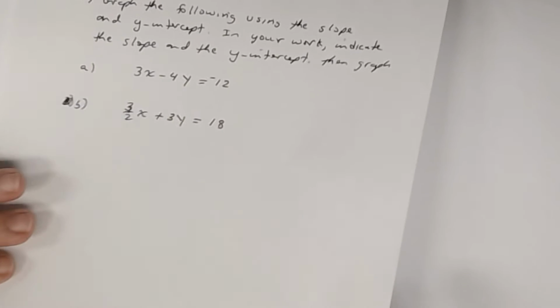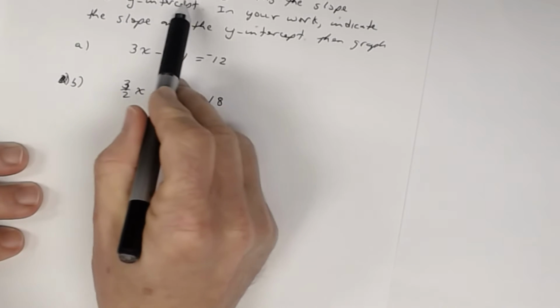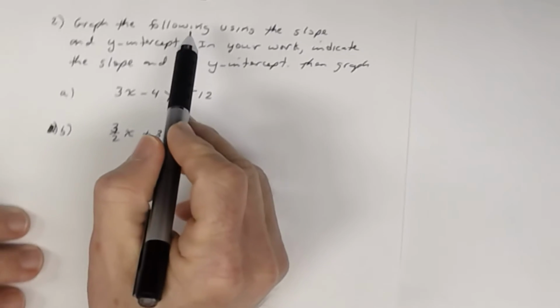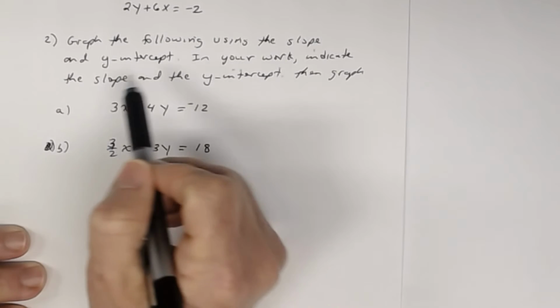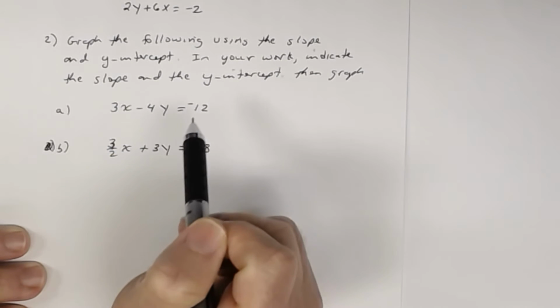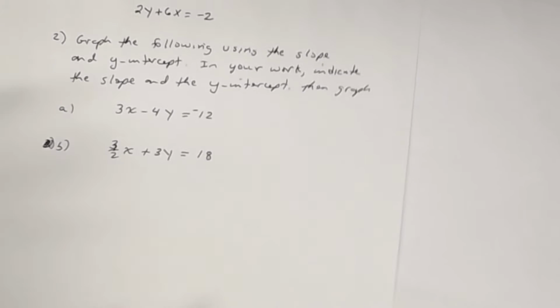So let's see what number two said. Okay, number two said, graph the following using the slope and y-intercept. In your work, indicate the slope and the y-intercept, then graph. All right, so let's remind ourselves about something.